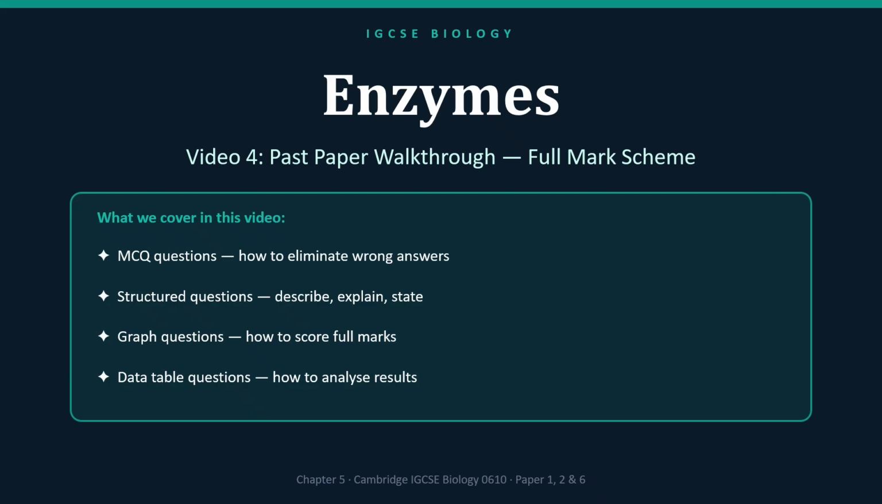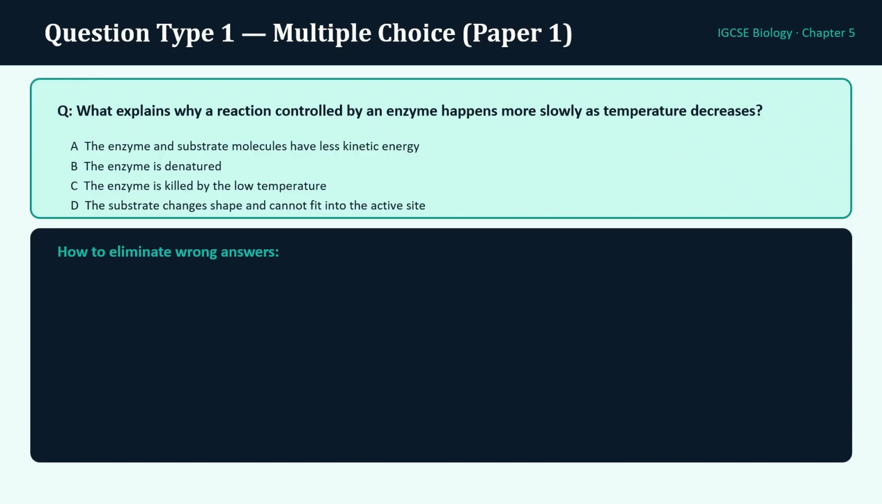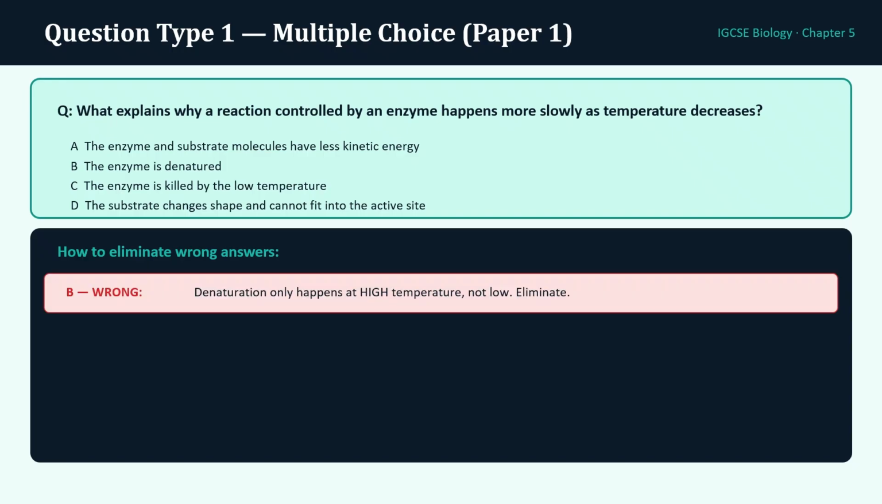So let's go. Let's start with a multiple choice question, paper 1 style. Read the question. What explains why a reaction controlled by an enzyme happens more slowly as temperature decreases? The four options are given. Let's eliminate wrong answers one by one. This is the key MCQ strategy. Now look at option B.